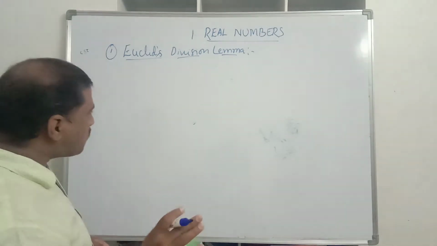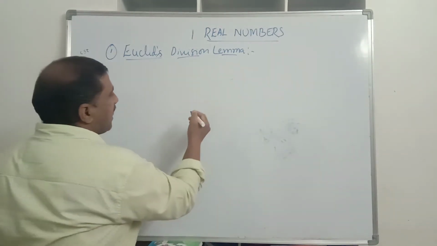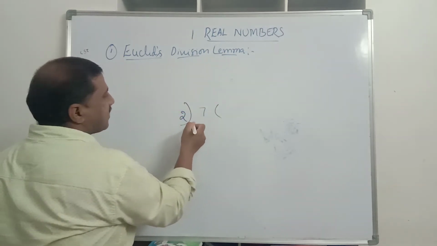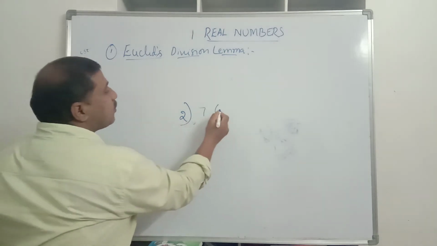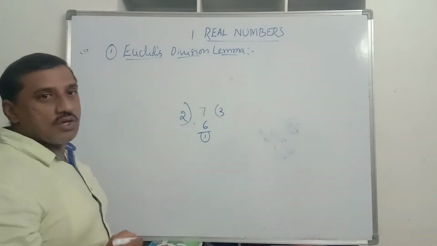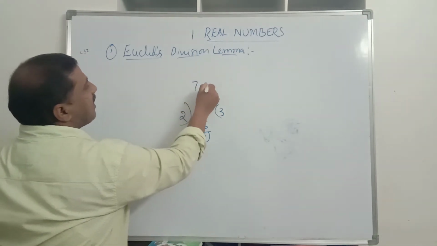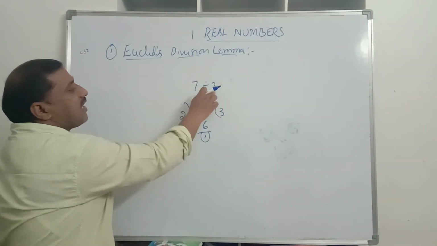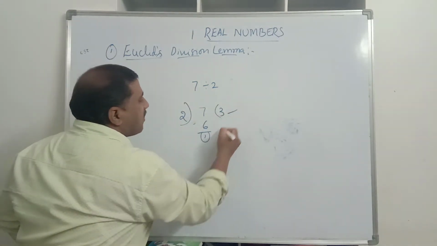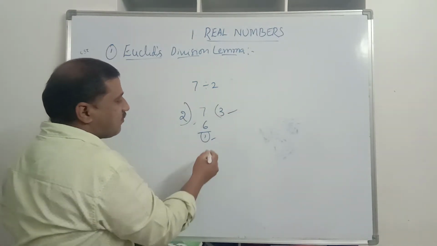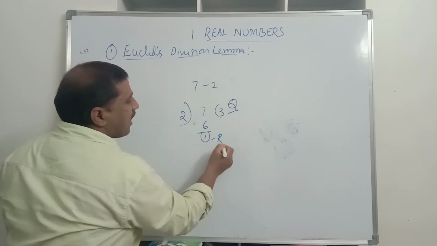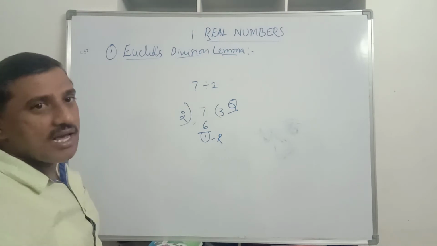So now come to our lower classes. You see, when we divide 7 by 2, 2 3s are 6, 7 minus 6 is 1. So two numbers are given, 7 and 2. When we divide 7 by 2, we get two more numbers. One is 3, the other is 1. What we call this 3 is the quotient, and 1 is known as the remainder.